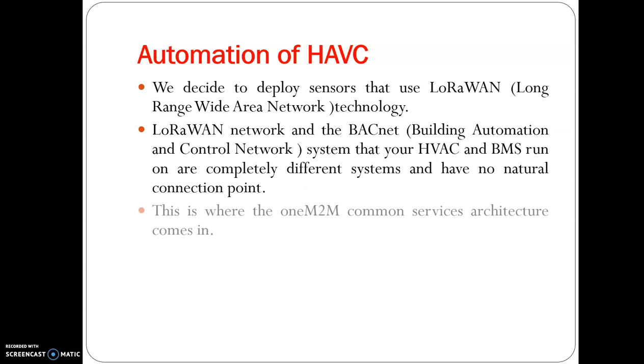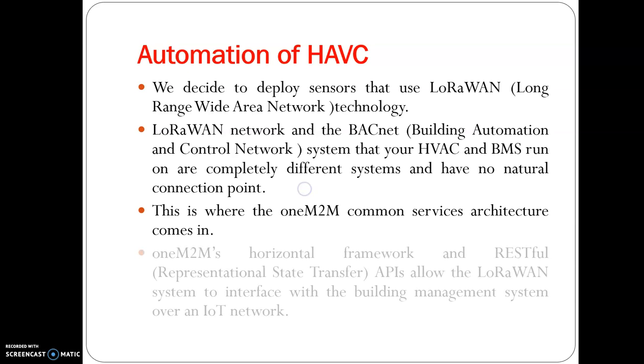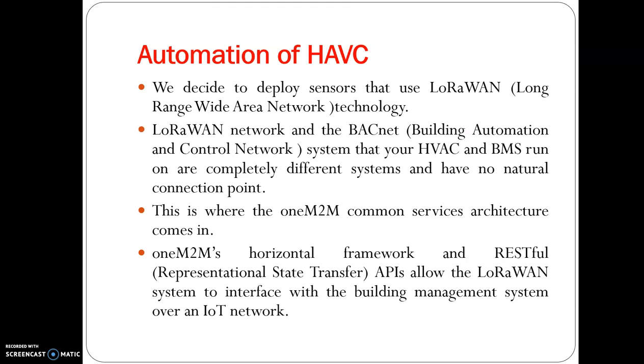So this is where the oneM2M common service architecture comes in. That's why we need a different oneM2M architecture, a common architecture which will adopt all these changes. The oneM2M horizontal framework and the RESTful API, where REST stands for Representational State Transfer, allow the low-range wide-area system to interface with the building management system over an IoT network.